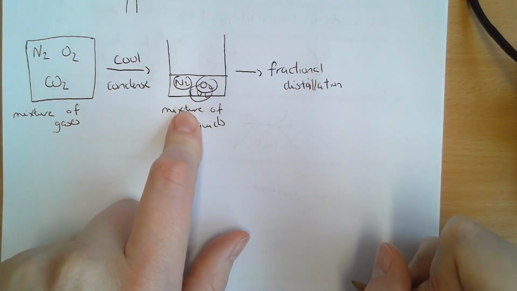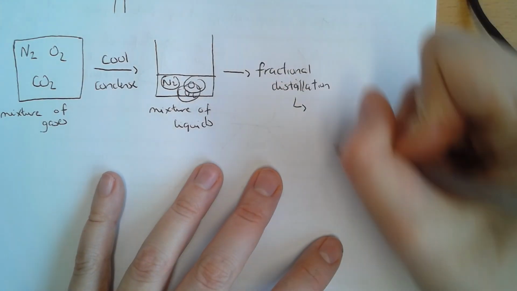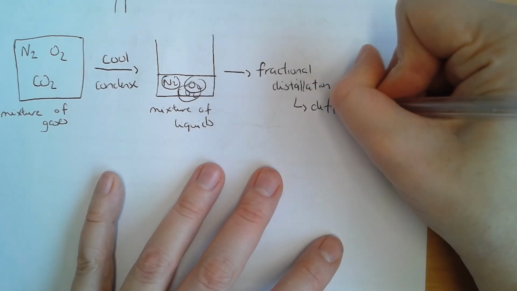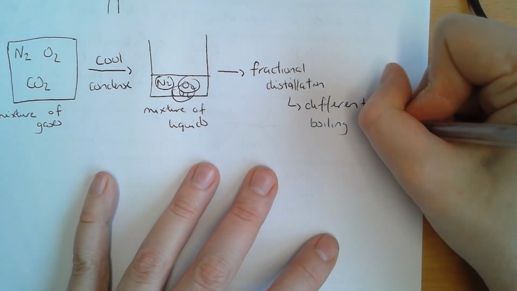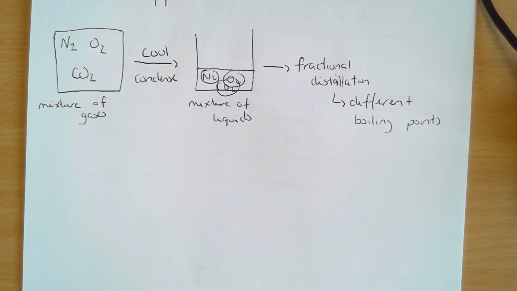Now I've got another mixture of liquids I separate using fractional distillation. The reason I'm able to separate them using this technique is they all have different boiling points. They've got different boiling points, so I can use fractional distillation to separate them. All right, so just be aware of that one. I have seen it being asked before.